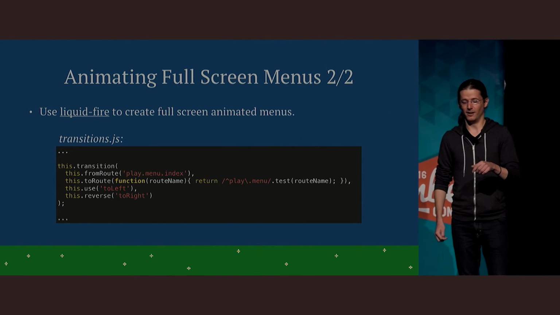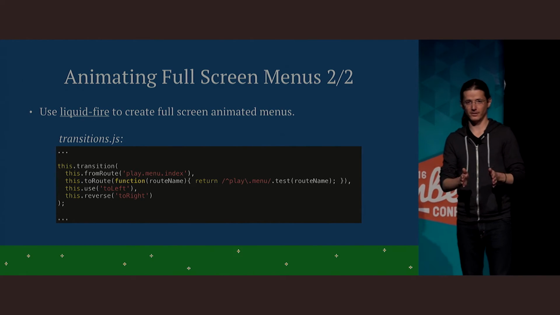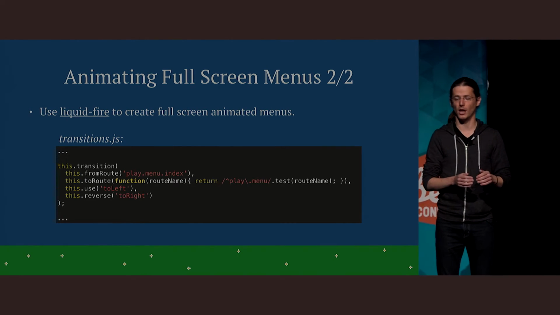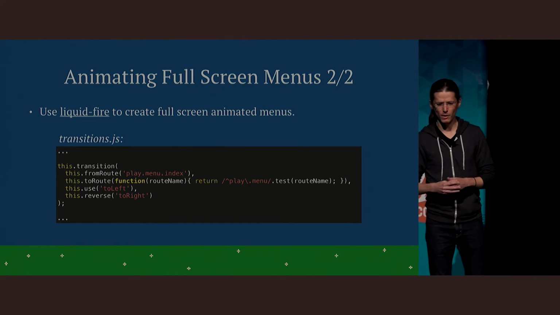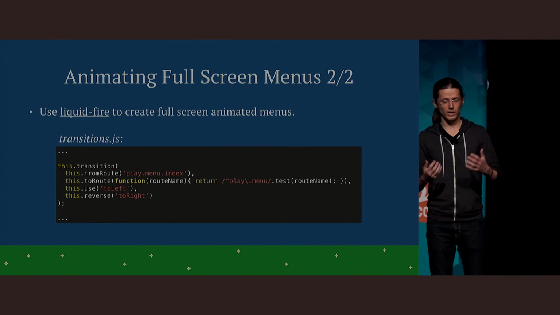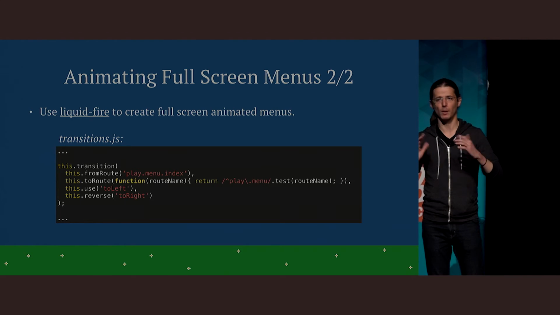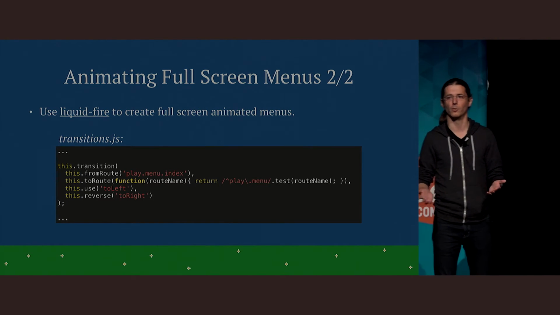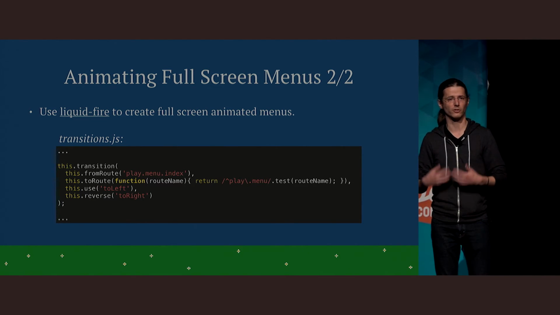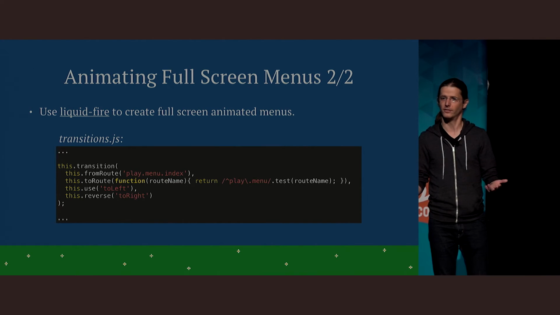What this is saying is that if you're in the index, the main index route, and you go into a nested one, move left, and if you go the other way, go right. And what I just love about Ember and Liquid Fire is that I was able to go from standard website-looking nested menus to something that felt like a game in less than 20 lines of code, or maybe 30 lines of code. And I didn't feel like I was fighting the framework. I felt like I was using it correctly, which, if you're used to using frameworks, feels good when you're working together with it.